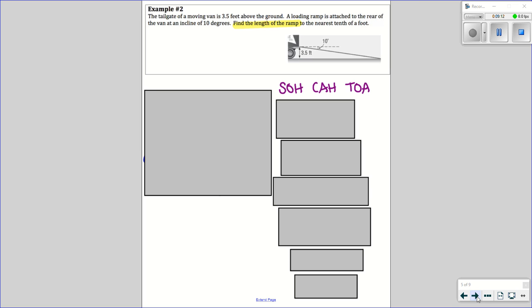Let's go on to the next one. It says the tailgate of a moving van is 3.5 feet above ground, which is shown here. The loading ramp is attached to the rear of the van at an incline of 10 degrees. So notice that the angle is over here. This is the angle of incline. They ask us to find the length of the ramp to the nearest tenth of a foot.